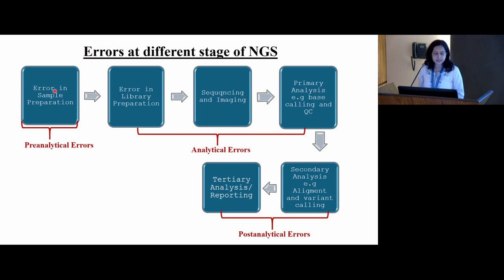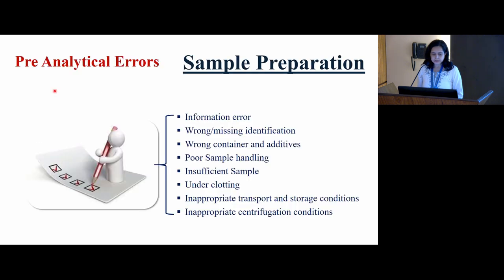Okay, so now we will discuss step by step. Pre-analytical errors means the sample preparation. This is a very critical step. In our day-to-day work we get these kinds of problems, but we are not taking account of all these things. However, this is ultimately important. That is the information error, which can be a wrong identification, wrong container, sample not adequate or insufficient, underclotted, or not transported properly. All these things can affect your NGS results.